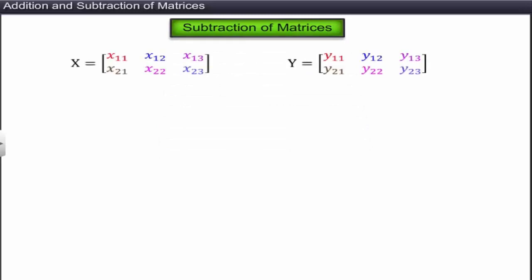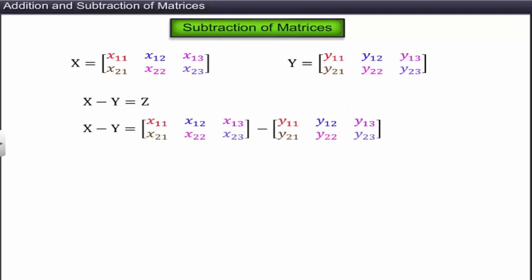Similar to the addition operation, the subtraction operation can be performed over two matrices. Shown here are two matrices X and Y, which we used earlier. The subtraction of matrix Y from matrix X is denoted as shown. The resulting matrix is Z. The subtraction operation over matrices X and Y is shown here. The resultant matrix Z is of the form shown here.